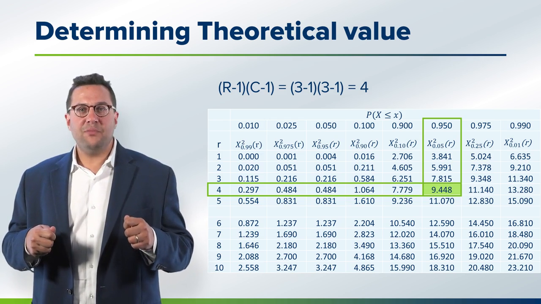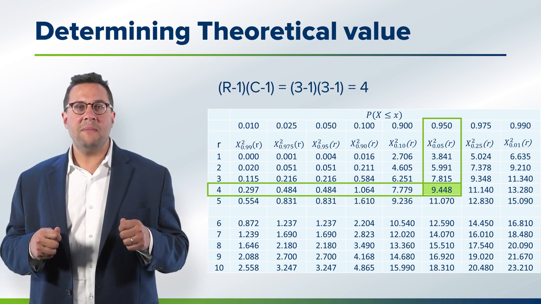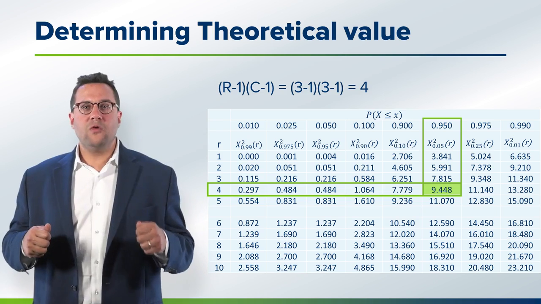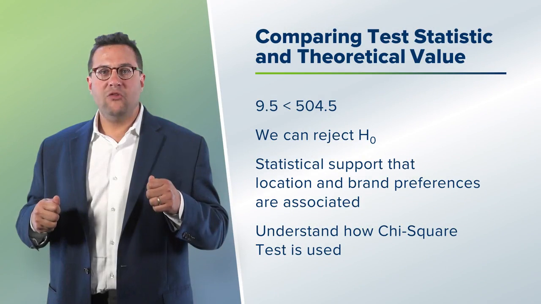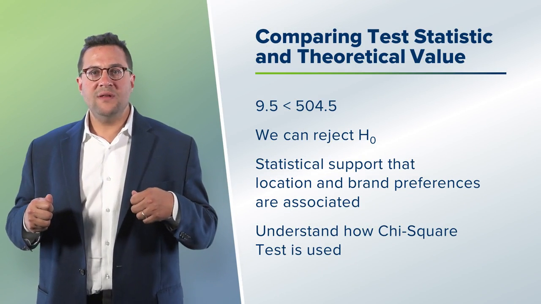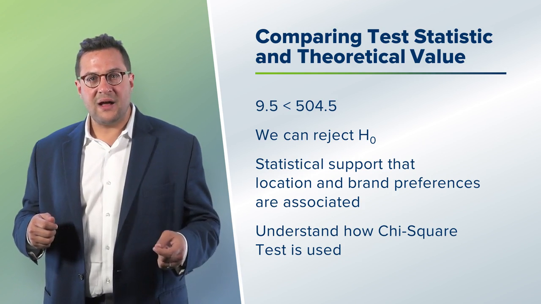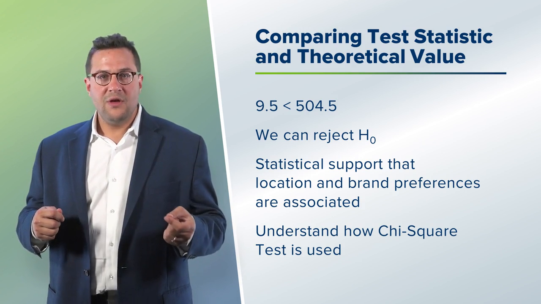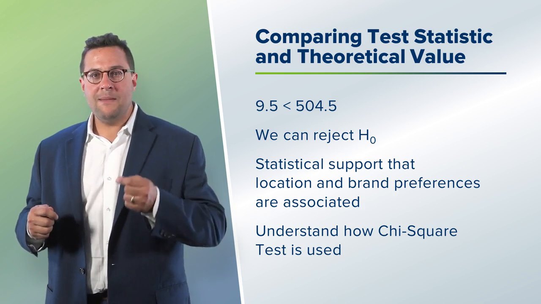So we use a 95% confidence level, which means that we need to look for a tail area of 1 minus 0.95, which is 0.05. And so when you look at this number, we find that this value is 9.5. And so what we found is that the test statistic is higher than the theoretical value, which means that we can reject the null hypothesis. That is, there is an association in the data between where people live and the type of brands that they like. In other words, there is enough statistical support in the data to conclude that location and brand preferences are in fact associated.